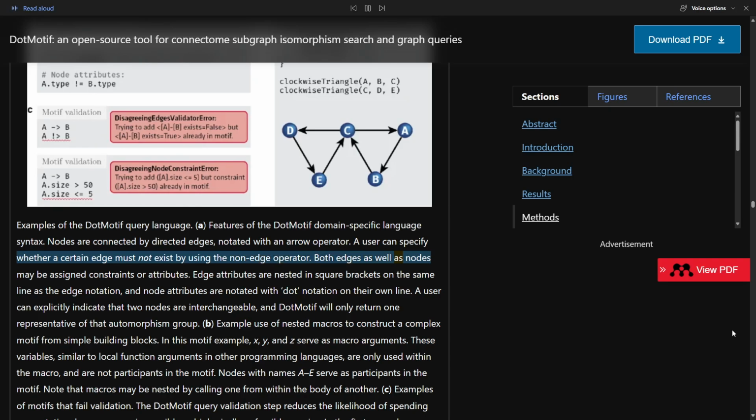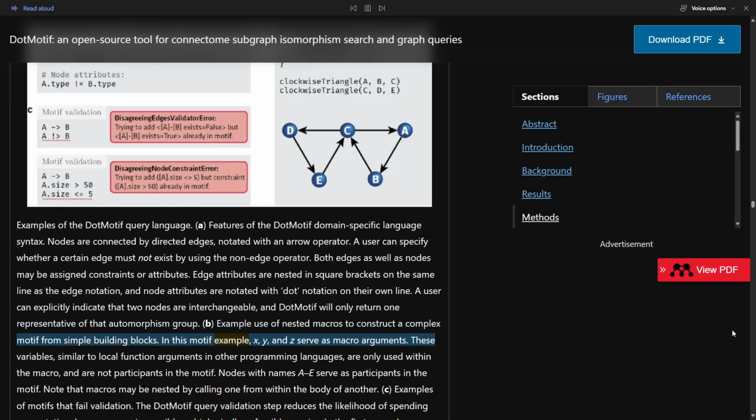Both edges as well as nodes may be assigned constraints or attributes. Edge attributes are nested in square brackets on the same line as the edge notation, and node attributes are notated with dot notation on their own line. A user can explicitly indicate that two nodes are interchangeable, and DotMotif will only return one representative of that automorphism group. B. Example use of nested macros to construct a complex motif from simple building blocks.